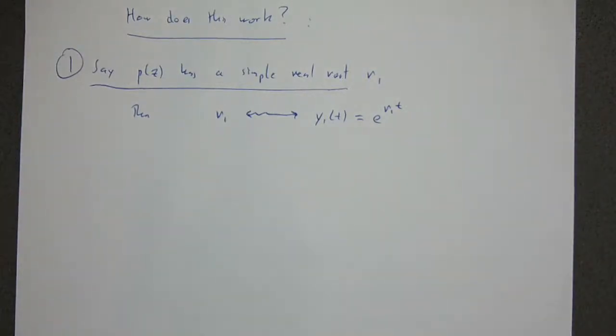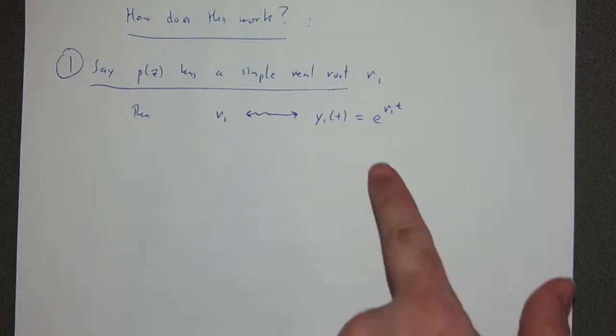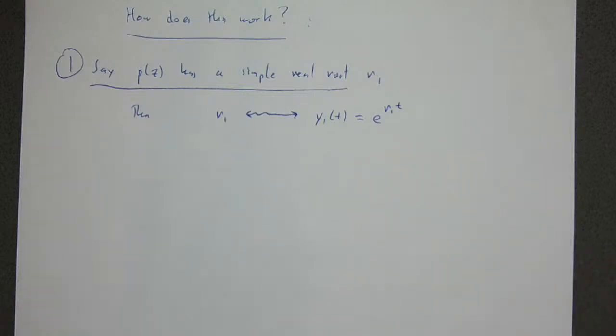Well, we've already seen this. We've already seen how this works in the case of a second order equation. This is exactly the thing we did. So to a real root of multiplicity 1, we just assigned e to the R1 t as our solution. You can check that this will be a solution to that differential equation. If R1 is a root of the characteristic polynomial, this is definitely going to be a solution.